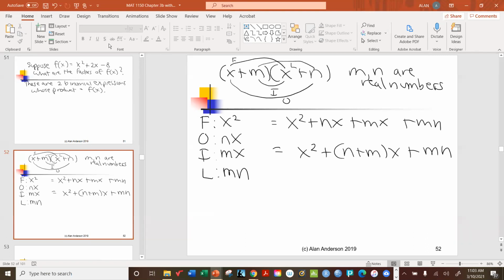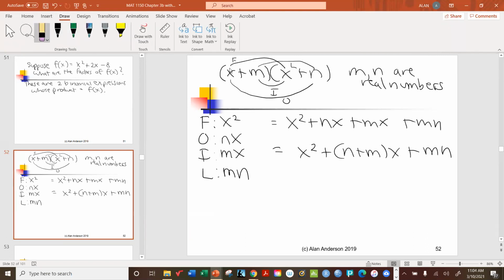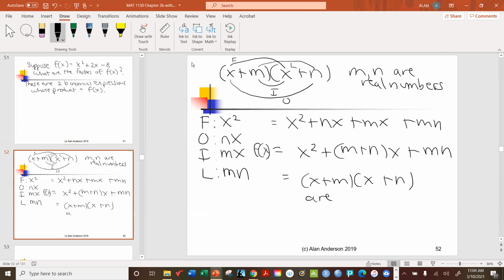Actually, just to be consistent, let me write it this way, because m comes first alphabetically. So what this is telling me is that if I have a quadratic expression like this one, I can break it up into these two factors.